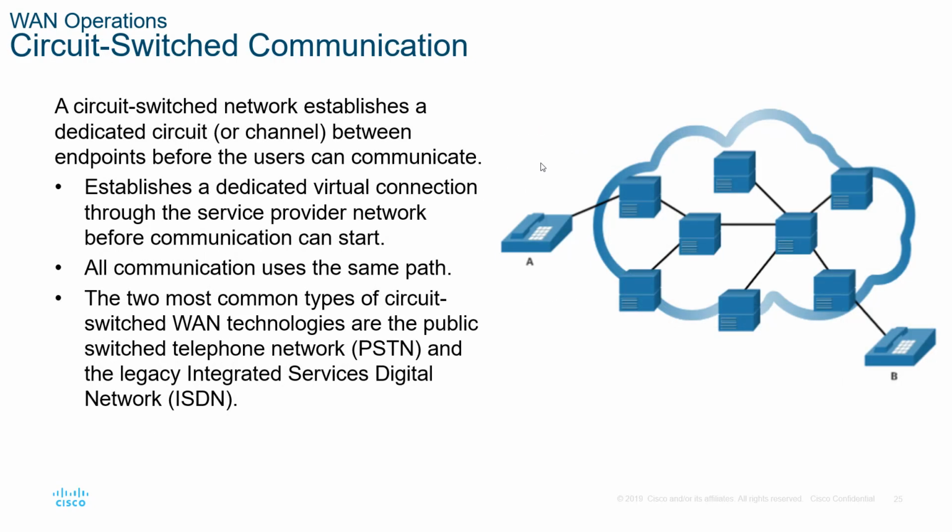Some of our older WAN technologies are things like our circuit switching. That's going to be our old telephone systems or our ISDN lines. This will use circuit switch networks. They will establish dedicated circuits or channels between our endpoints through the network and to the end device using circuit switch technology.